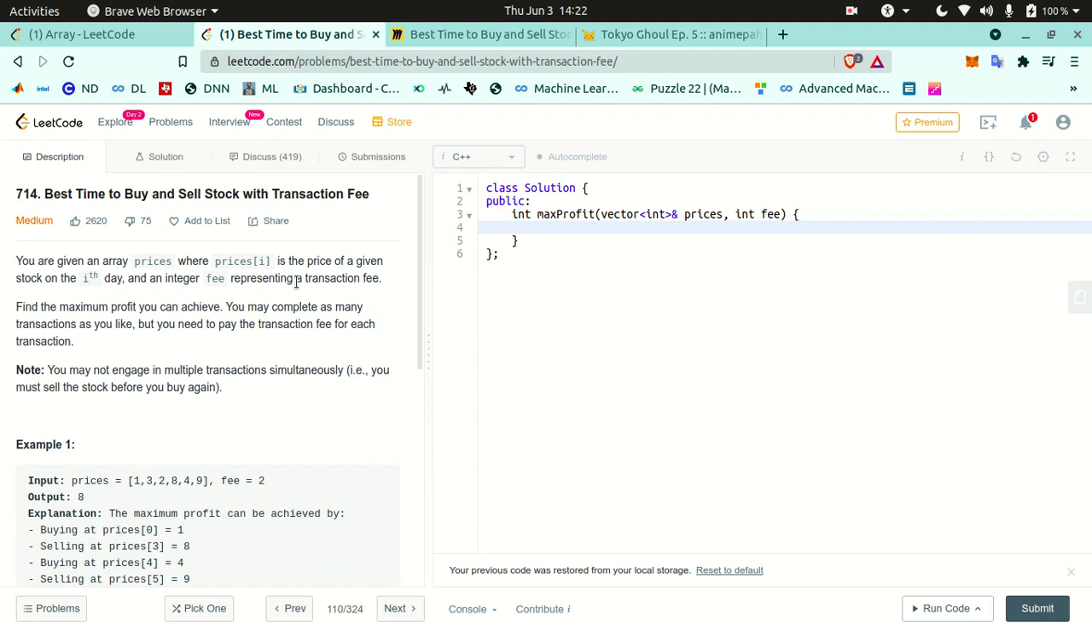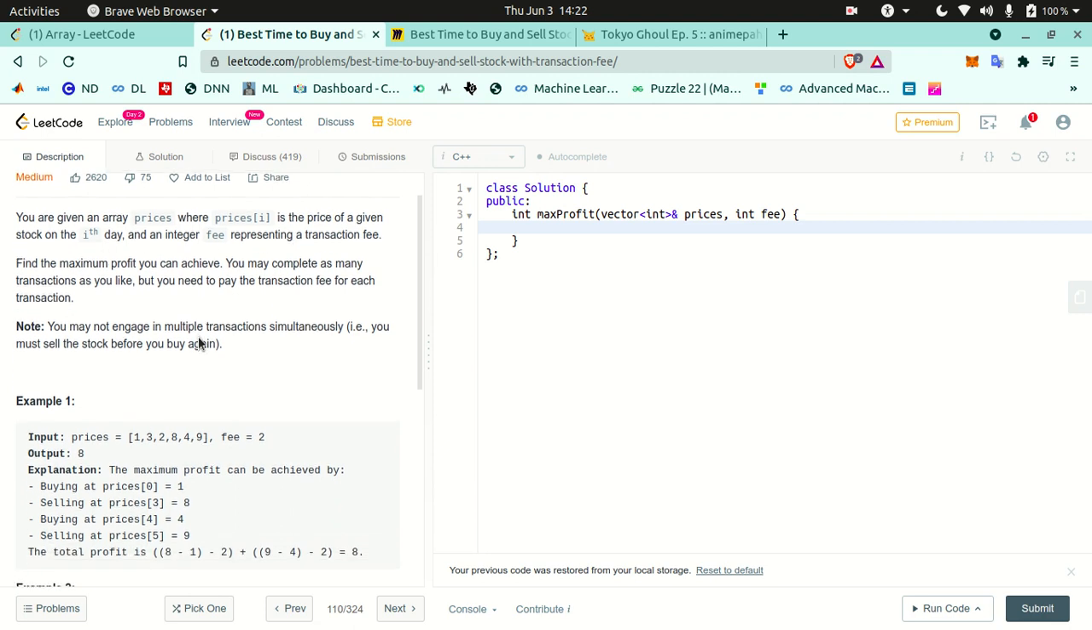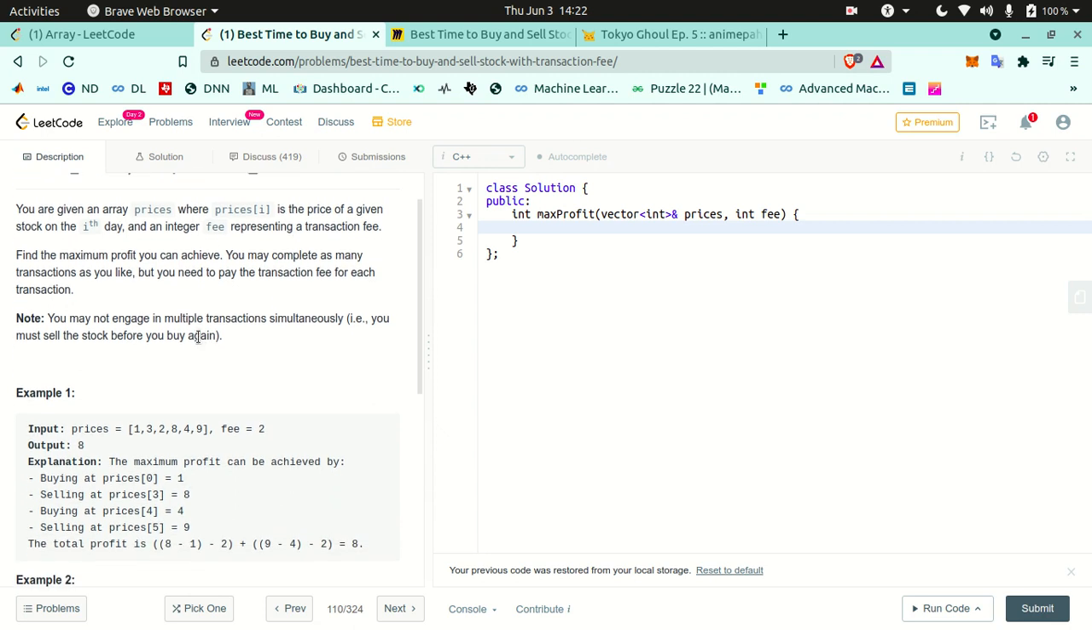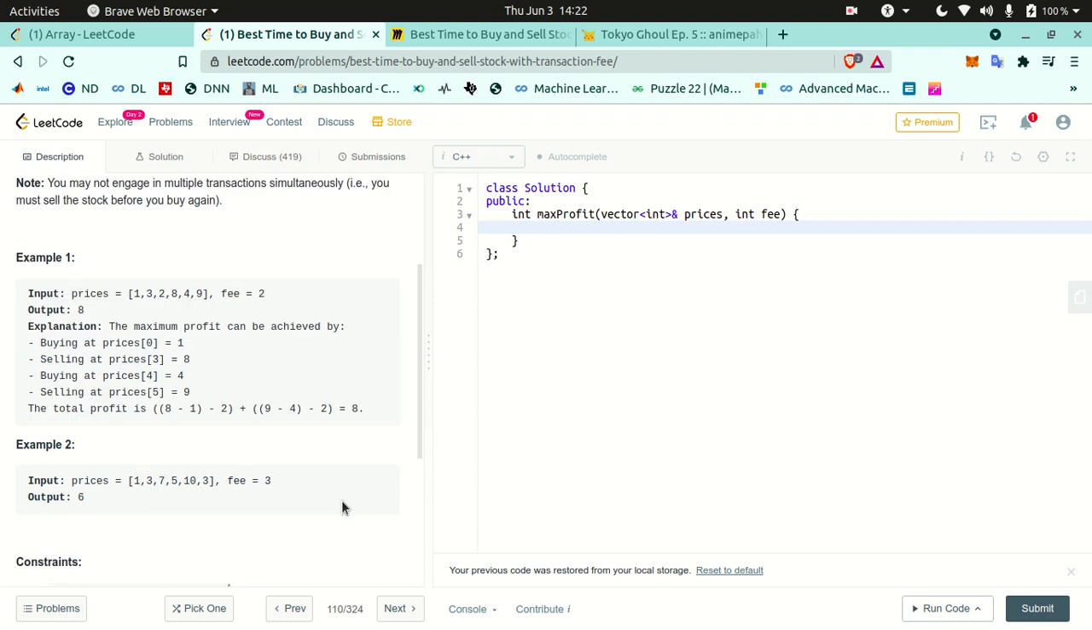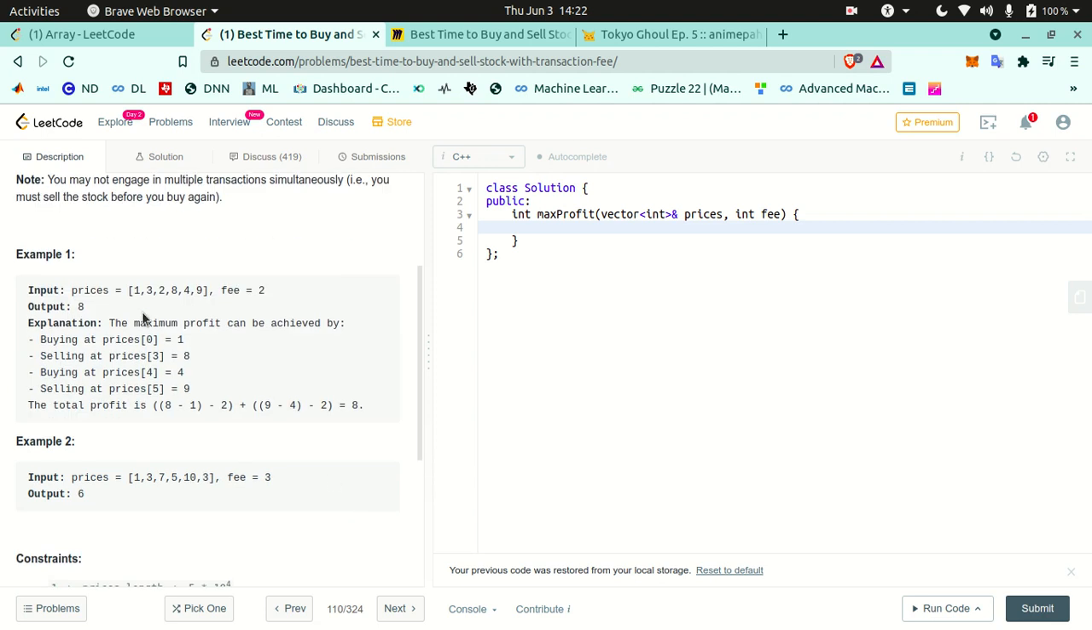So that is where it differs from problem number 122, or it was 212, I don't remember actually. Anyway, that was an easy problem, and there is nothing like this transaction fee. This one is the new incorporation in this problem. So how can you find out the maximum amount of profit?